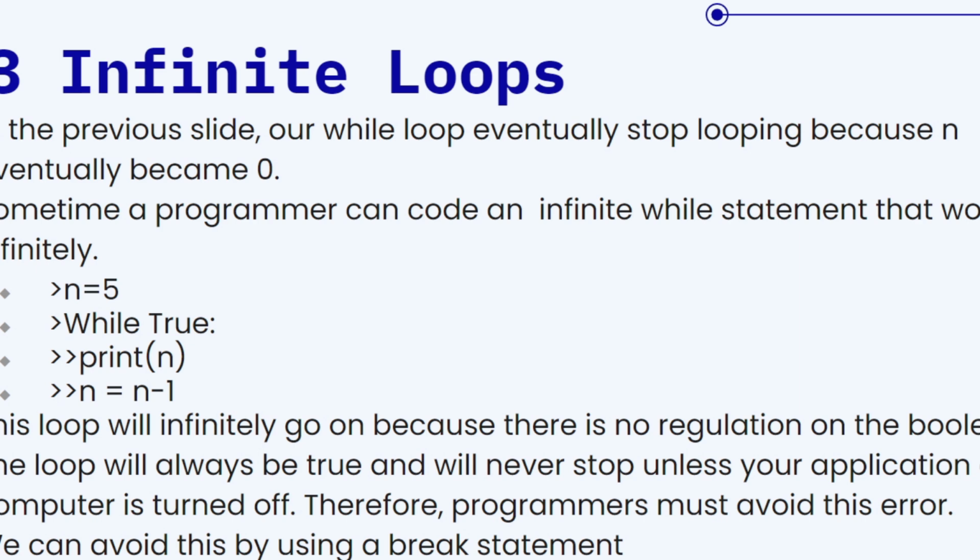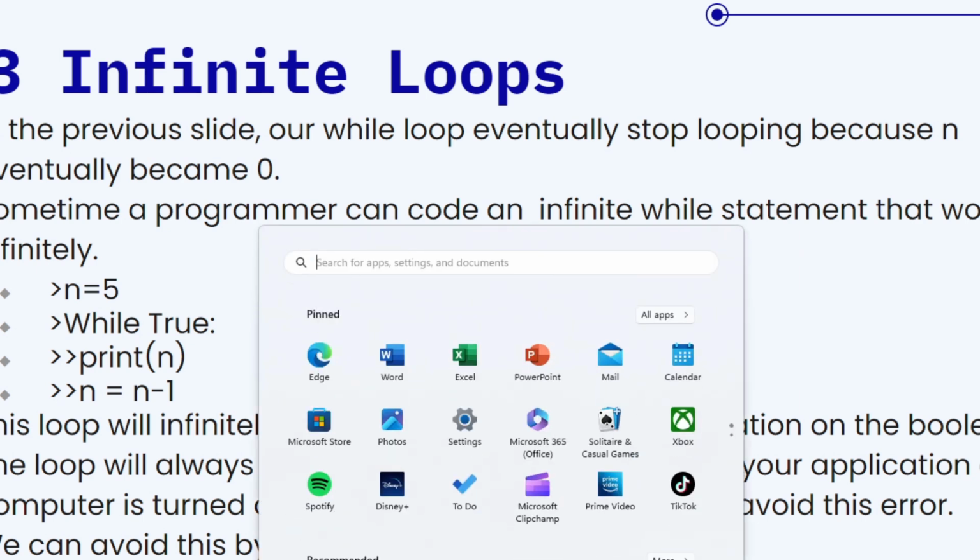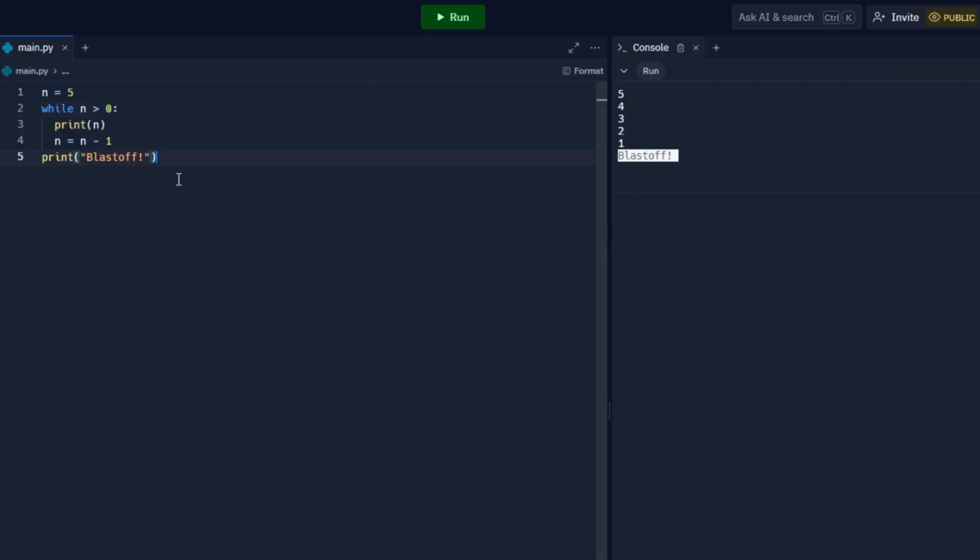Sometimes n will not decrease. Sometimes in a code you can make an infinite loop, and this infinite loop will go on and on and on. So let me show you what an infinite loop will look like. Let's say I had over here n equals 5, but I didn't put this condition. Let's say I didn't put this condition here, and I run it.